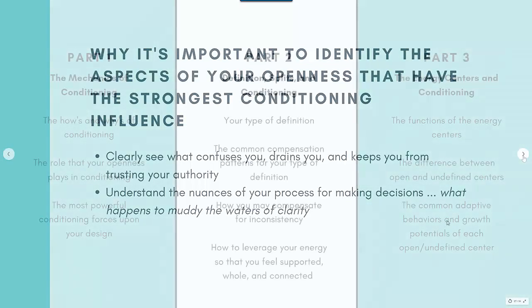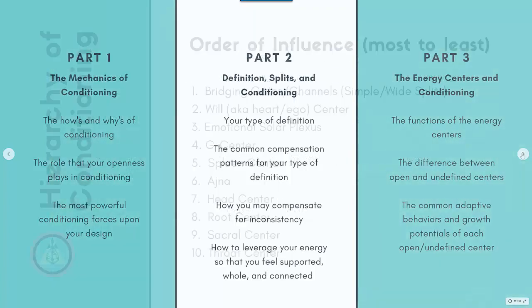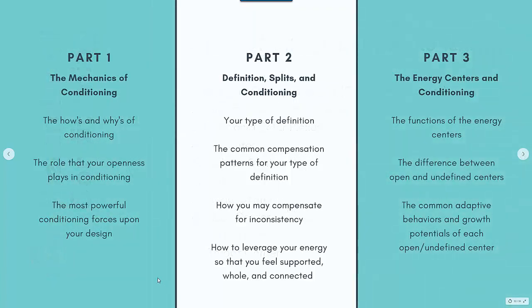So we've come to the end of part one. And in part one, we have talked about the mechanics of conditioning. We've explored the hows and whys of conditioning, the role that your openness plays in conditioning, and we've looked at the hierarchy of conditioning so that you get an idea of the most powerful conditioning forces upon your design.